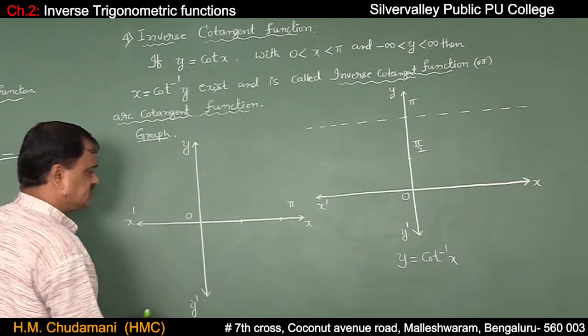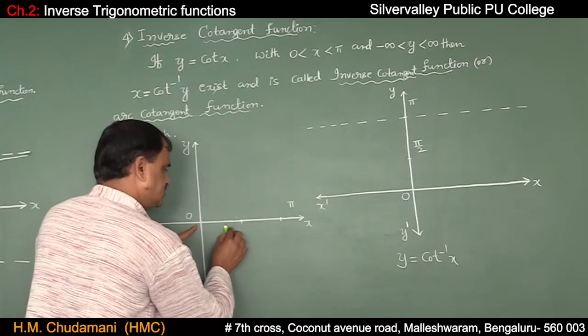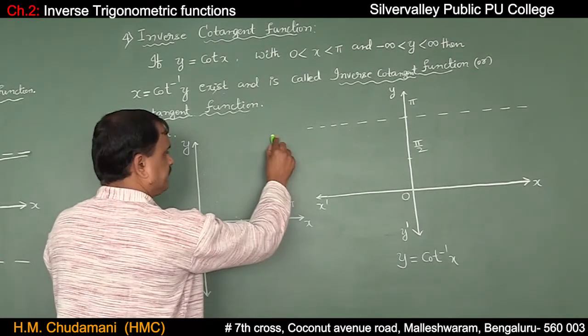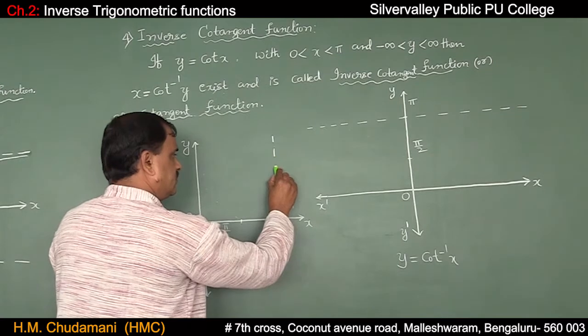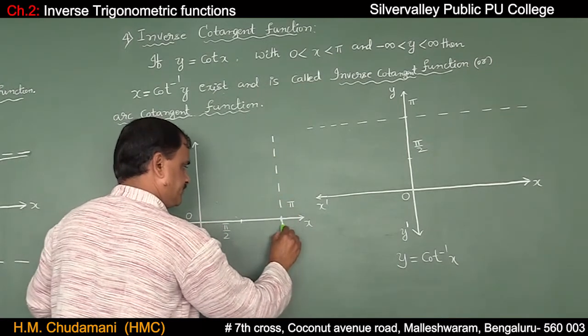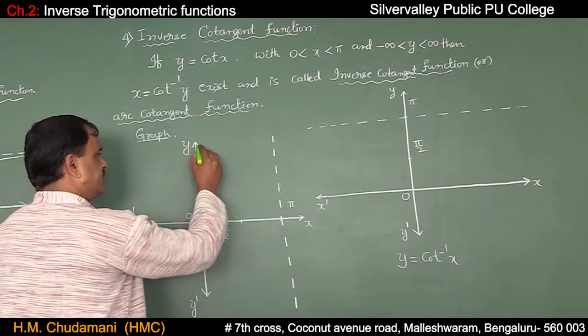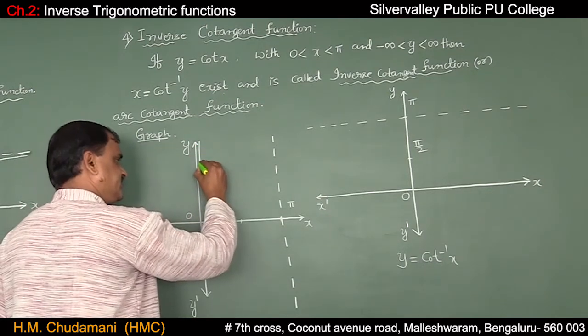X-axis and the y-axis. 0, this is pi by 2, this is pi, you know, this is pi. So the graph should be something like this.